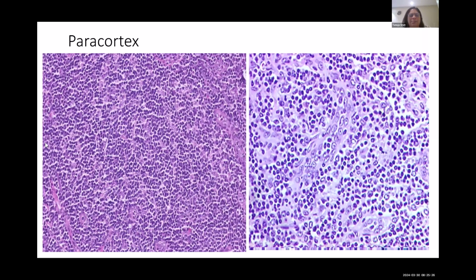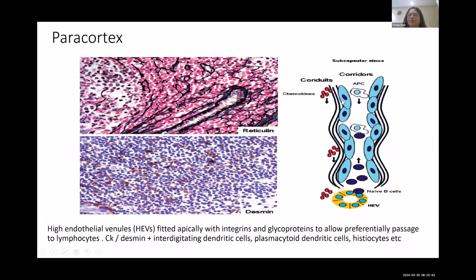Coming to the paracortex, it is the site for all the T cell responses. It's a T cell rich area. It's composed of what we call high endothelial venules, T cells, and dendritic cells, and that's the network that ensures the traffic control that I was talking to you about. And as I said, you have high endothelial venules, you have chemokine receptors, and they have integrins and glycoproteins that preferentially allow the filtration of T lymphocytes, and this is all modulated by interdigitating reticulum cells, plasmacytoid dendritic cells, and histiocytes.